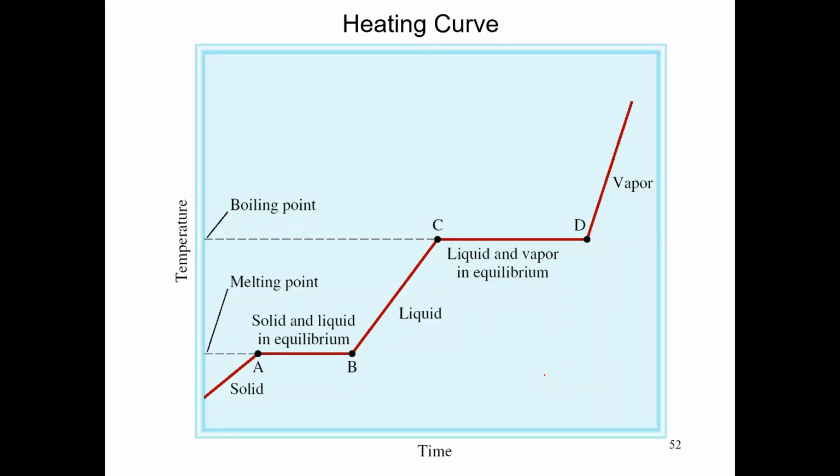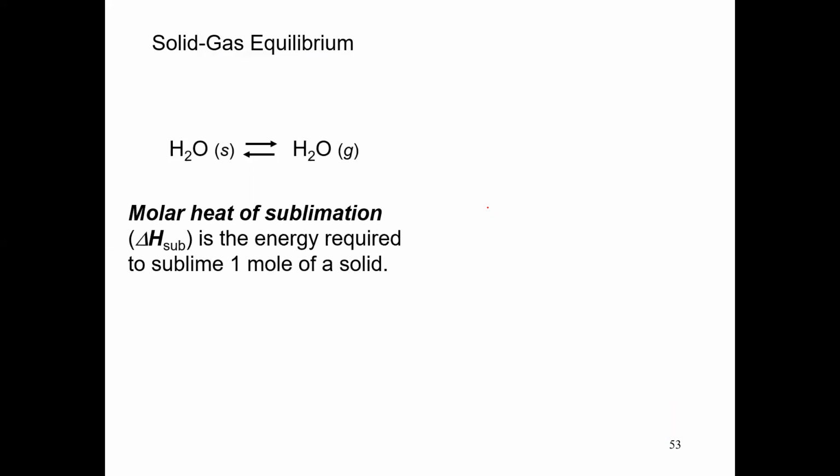And this is an example of the heating curve. And the TC, the critical temperature, is up here somewhere. So here you've got a solid, this is where the melting is occurring, this is where boiling is occurring, like that, and then the vapor over there. Solid-gas equilibrium, the molar heat of sublimation, is the energy required to sublime 1 mole of a solid.